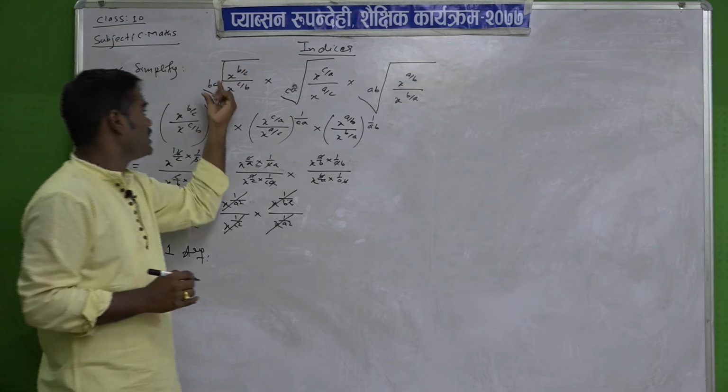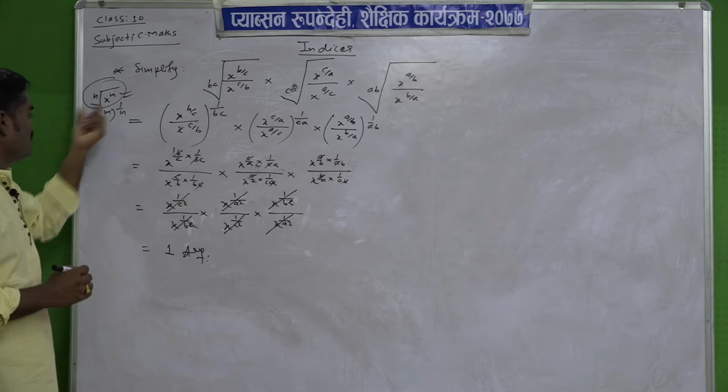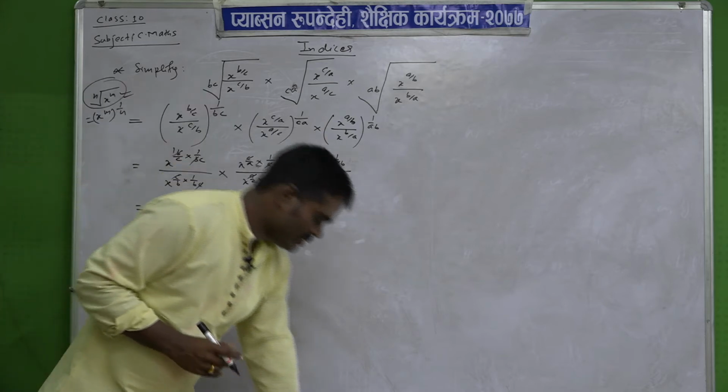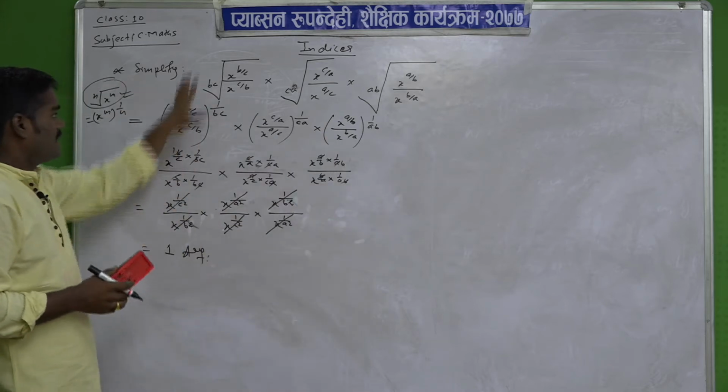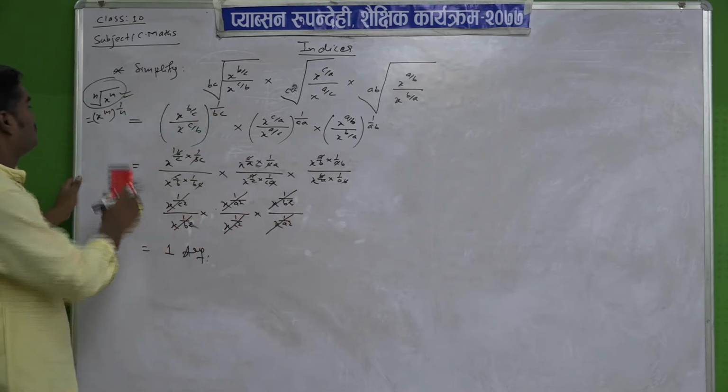Likewise you have to change this root sign into radical form by using the root law of indices. So I think in this question you have no problem. Let's see the other solution of the question.